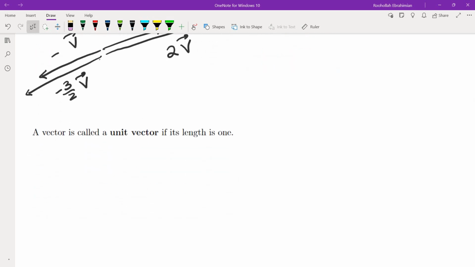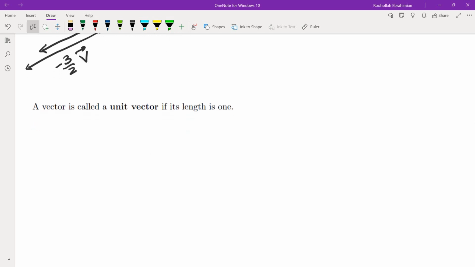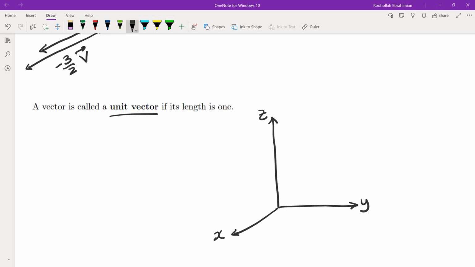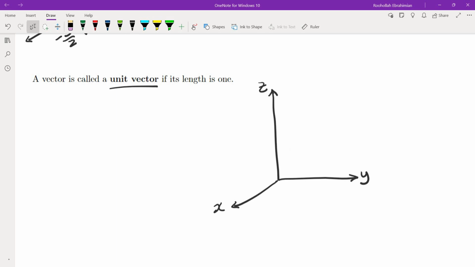Now, we talked about how vectors have direction and length. So we talked about the length of a vector. Now, what is a direction? A direction is basically a unit vector. So any vector that has length of 1 is called a unit vector. There are three specific unit vectors that are really useful, and we'll talk about these unit vectors all the time. These three unit vectors are the vectors in the directions of the x-axis, y-axis, and z-axis.